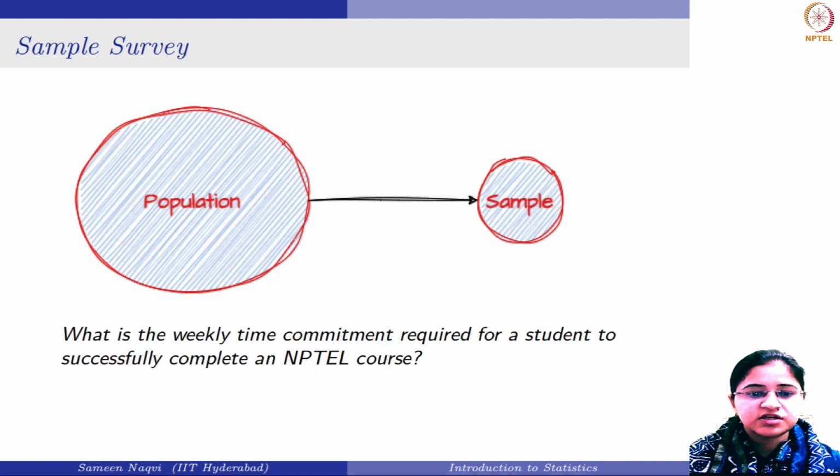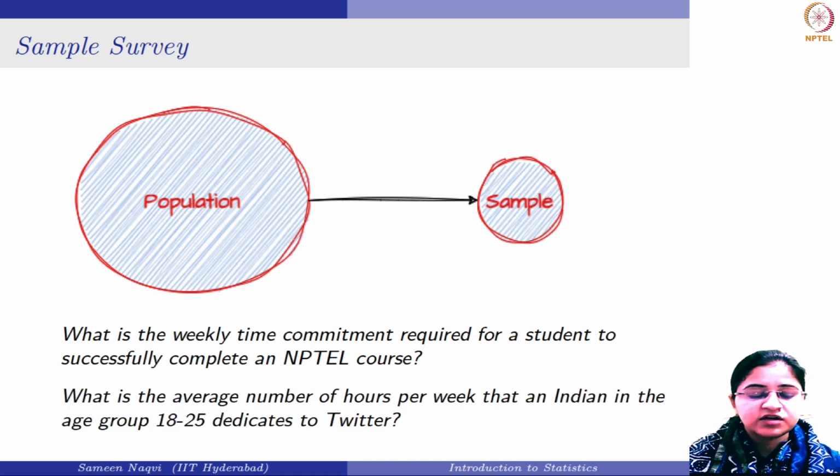For instance, if you want to determine the weekly time commitment required for a student to successfully complete an NPTEL course, what will be your population? The population is basically all the students who have registered in the NPTEL course. So you will not be focusing on any other student who has not registered over here.